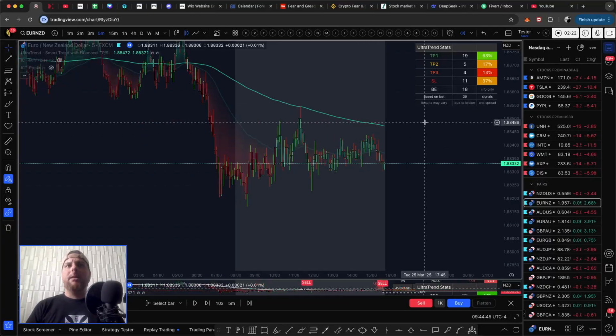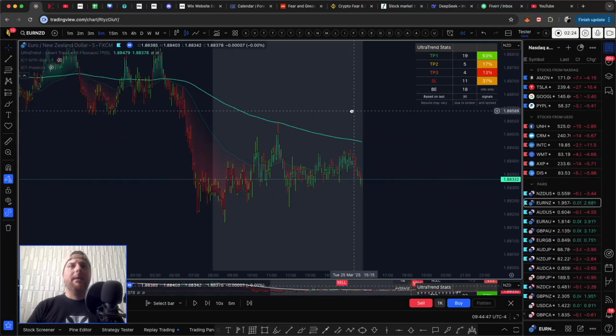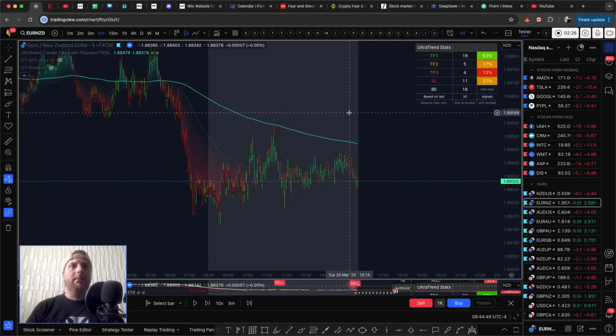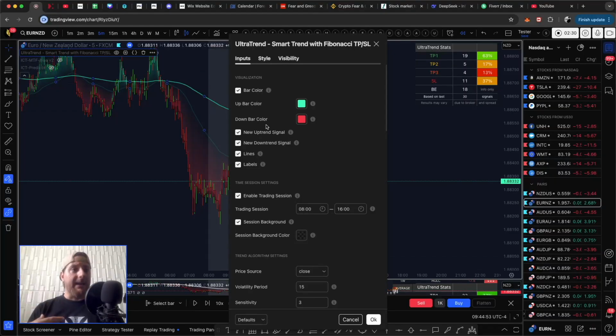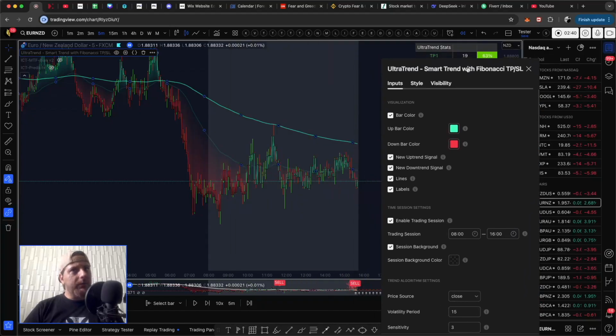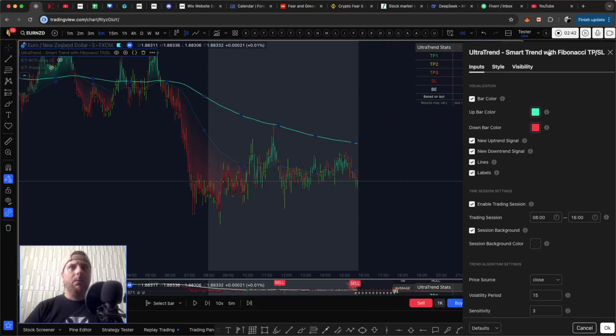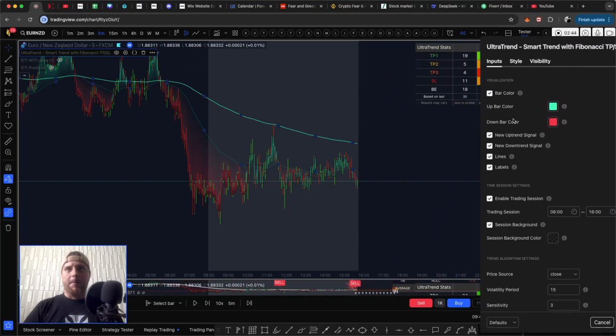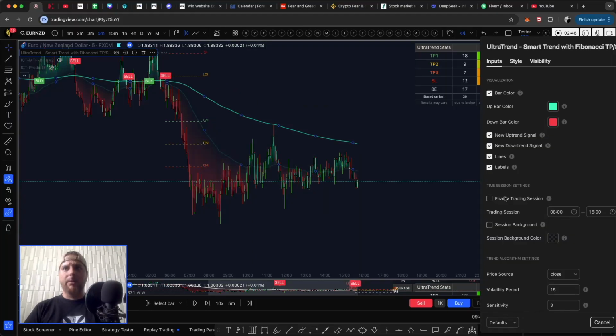Remember that I explained in part one the filters that I'm using that I like. You don't have to like them, but I'm showing you what I'm using that works for me. You may not want to use, for example, these filters right here, which filter the sessions.